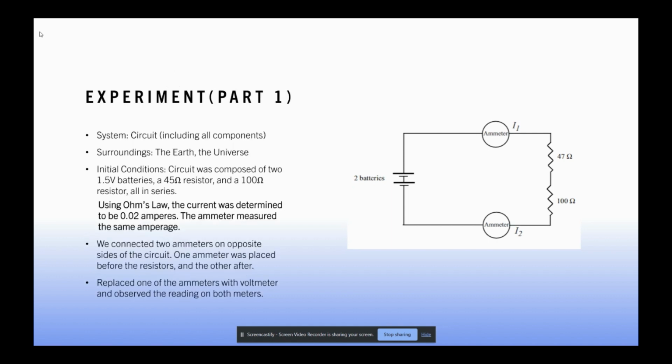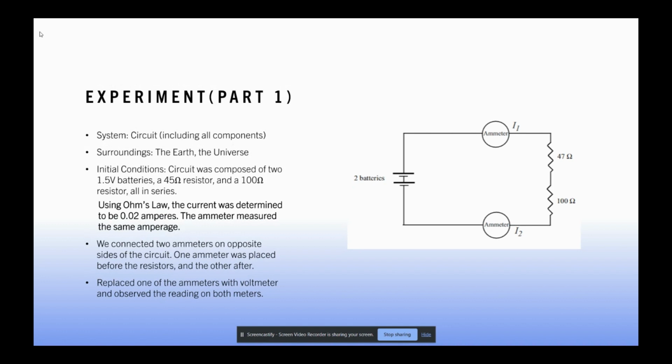In the experiment, the system is a circuit and the surroundings is the Earth and the universe. The initial conditions were that the circuit was composed of two 1.5 volt batteries, a 45 ohm resistor, and a 100 ohm resistor all in series. Using Ohm's law, the current was determined to be 0.02 amperes. The ammeter measured the same amperage.